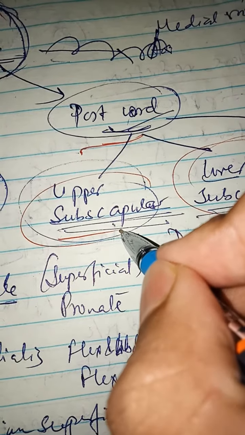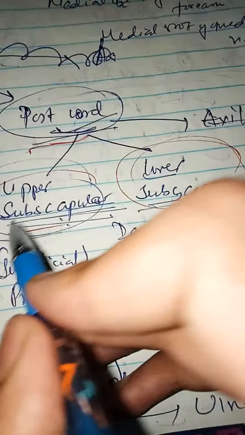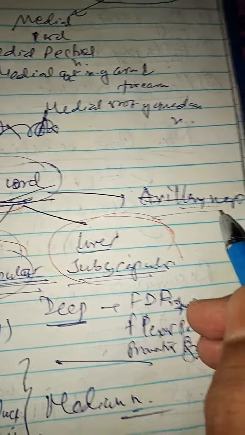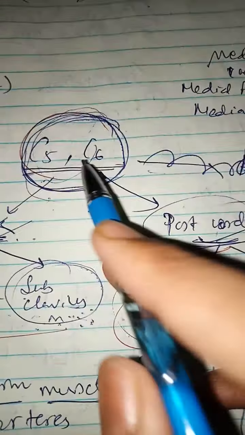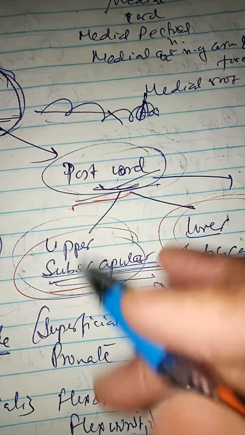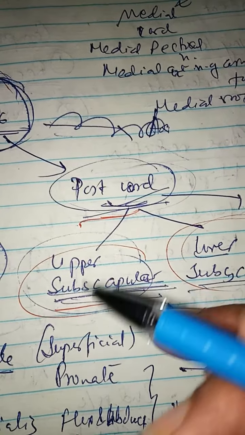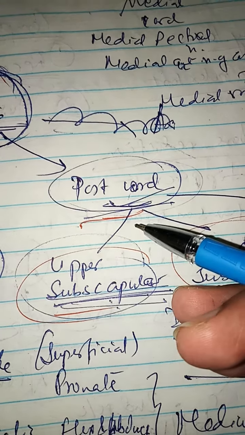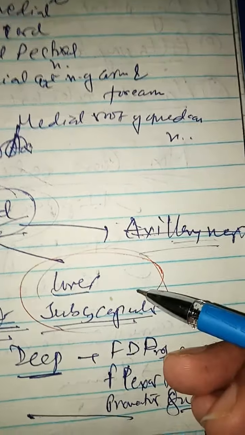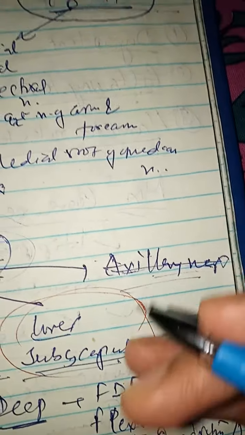Coming to the posterior cord, there is the upper subscapular, lower subscapular and the axillary nerve. They all have the C5 C6 root value and all come from the posterior cord. The upper subscapular supplies the subscapularis muscle. The lower subscapular also supplies the subscapularis muscle and the teres major muscle. The axillary nerve supplies the teres minor muscle and the deltoid muscle. As simple as that.